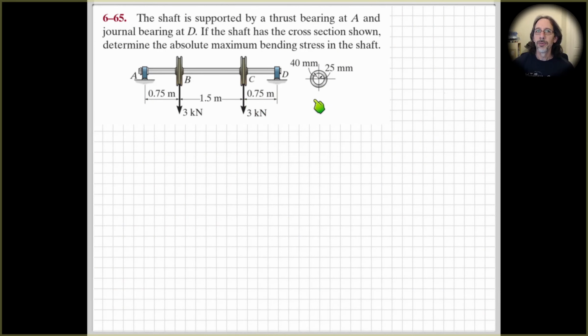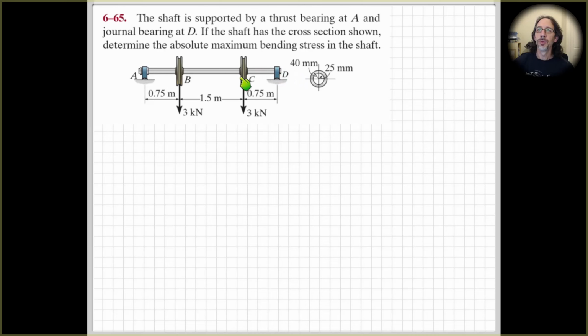Right, so here's the problem. We've got this shaft supported at end A by a thrust bearing. The thrust bearing means that it can't move horizontally, and being a bearing, it can't move vertically as well. And then we've just got a journal bearing at D, so it's restrained in the vertical direction but free to move in the horizontal direction.